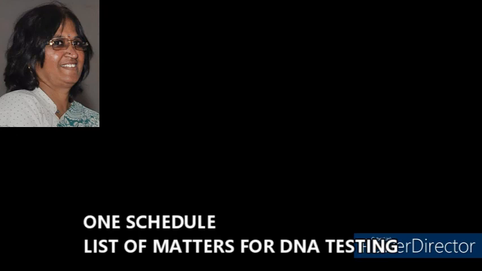The DNA Technology Use and Application Regulation Bill 2018 is divided into 9 chapters, which provides for DNA Regulatory Board, accreditation of DNA lab, obligation of a DNA lab, DNA data bank, etc. The bill also includes one schedule which contains list of matters for DNA testing. Salient features of the DNA Technology Use and Application Regulation Bill 2018 are as follows.